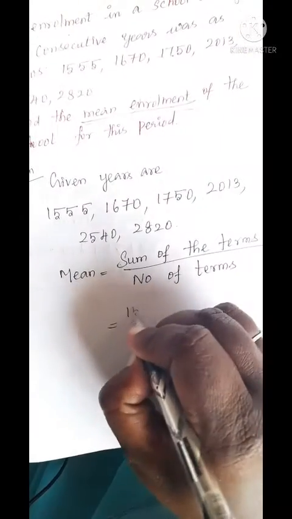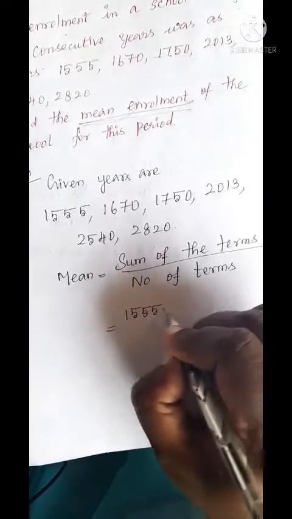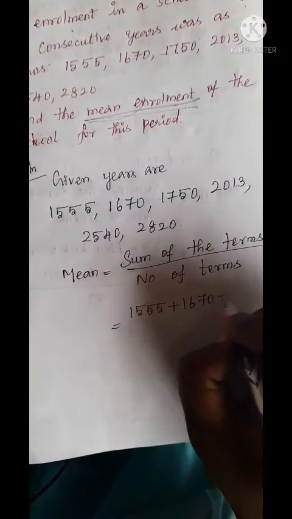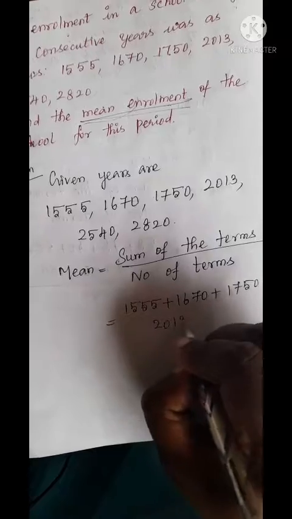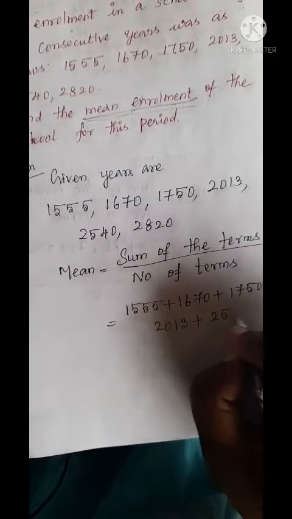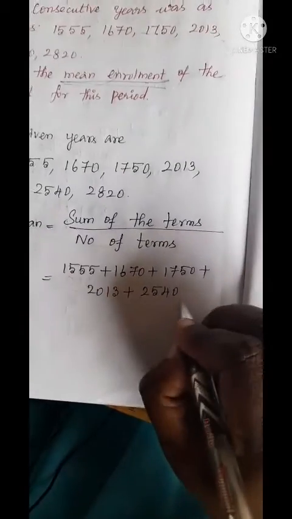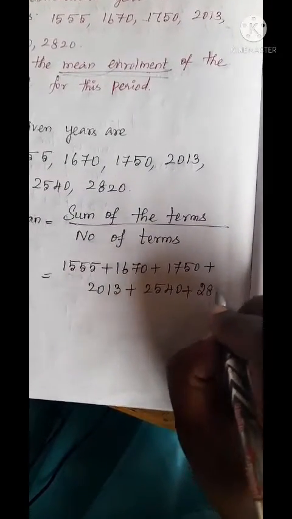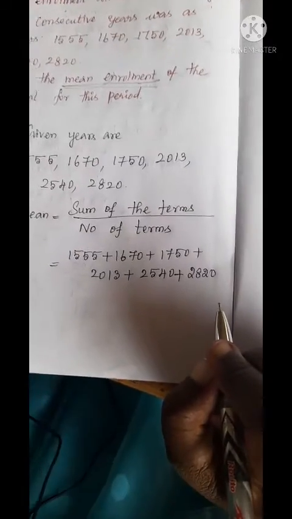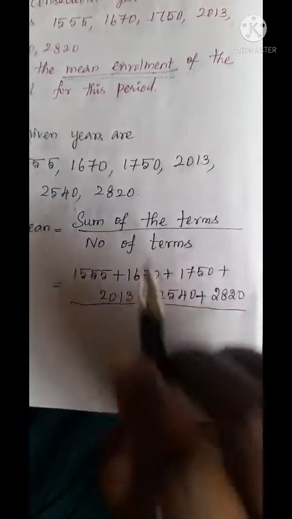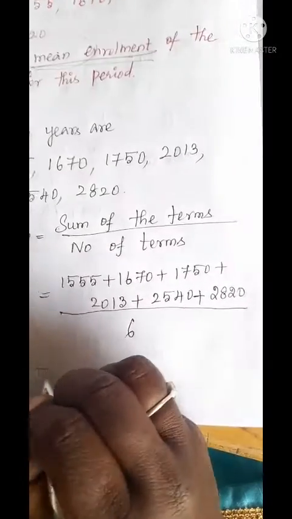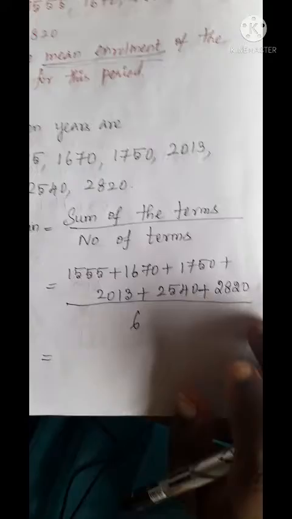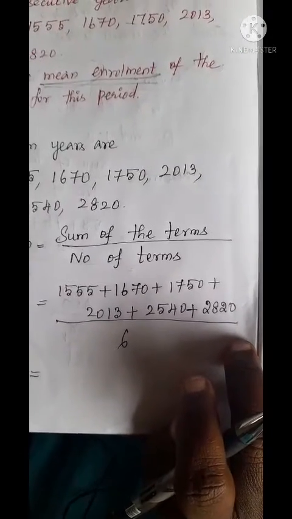For the sum of the terms, add all the terms: 1555 plus 1670 plus 1750 plus 2013 plus 2540 plus 2820. Divided by the total number of terms. They gave 6 in the question. Count 1, 2, 3, 4, 5, 6, divided by 6. So kindly do the addition in rough work.